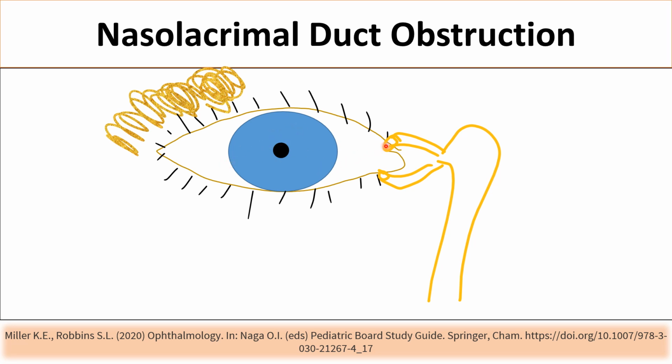And the tears will be drained from the upper punctum through the upper canaliculi to the lacrimal sac, from the lower punctum through the lower canaliculi into the lacrimal sac by the negative pressure from the lacrimal sac, and will be drained down to the nose through the lacrimal duct. Any obstruction here will cause continuous tearing of the eye. And the most common cause in neonates is congenital nasolacrimal duct obstruction.